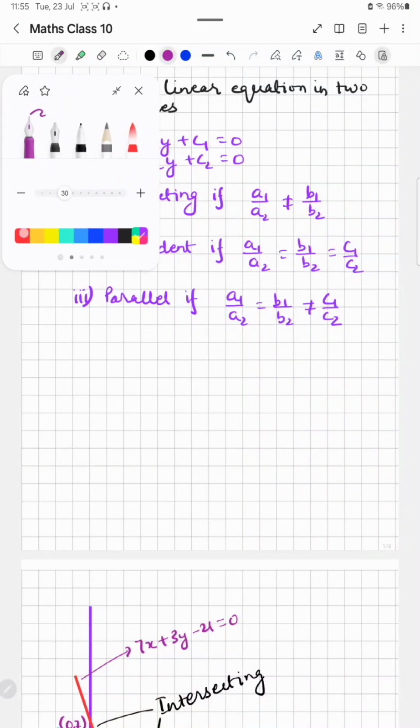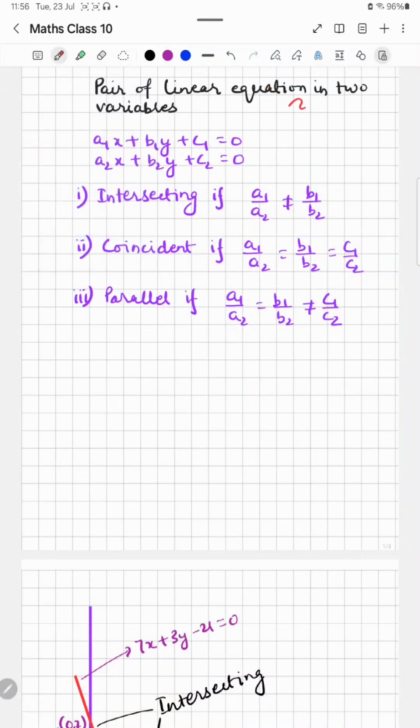We'll start with linear equations in two variables, which is there in your class 10 syllabus. These equations are primarily in this format. One of the equations would be like a1x plus b1y plus c1, where x and y are two variables, and the other equation would be like a2x plus b2y plus c2, where again x and y are two variables. And because there are two variables, we actually need two equations to solve them.